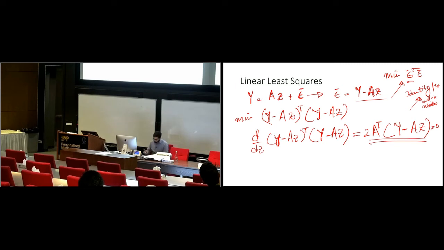Okay. So we just do some rearrangement of terms. We get A transpose A. I can remove the 2 because we have 0 on the other side. A transpose A Z is equal to A transpose Y, and then Z would be (A transpose A) inverse A transpose Y.